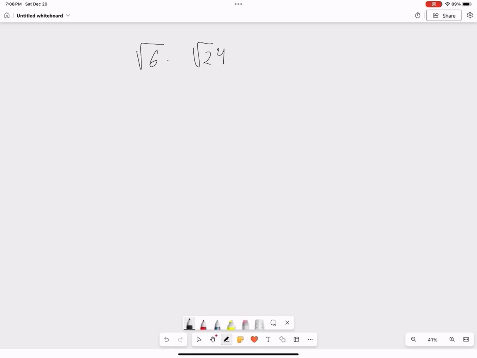So we know the square root of a times the square root of b is equal to the square root of ab. Let's call a equal to the square root of 6, and b equals the square root of 24. And it's just times the inside.